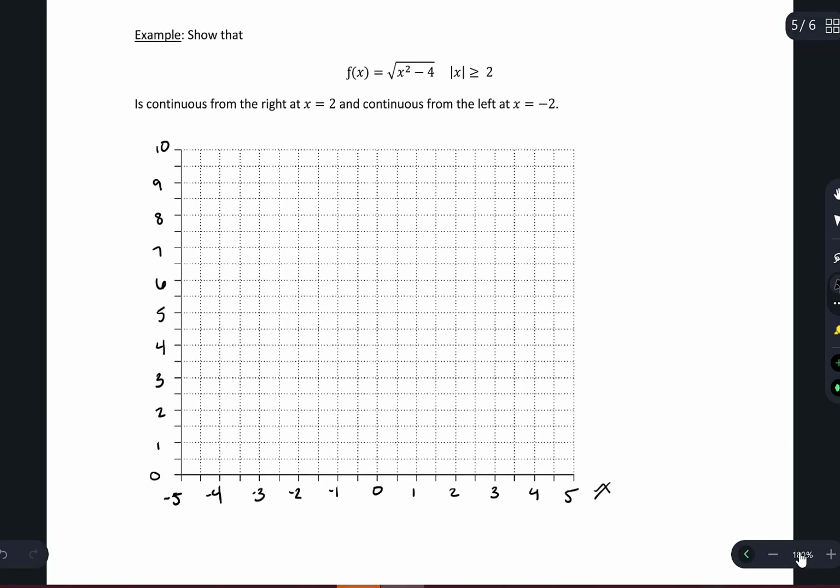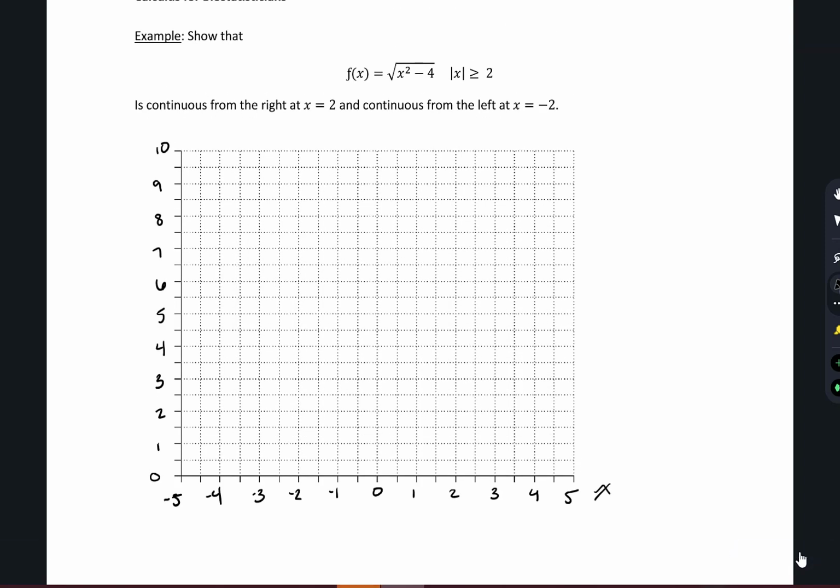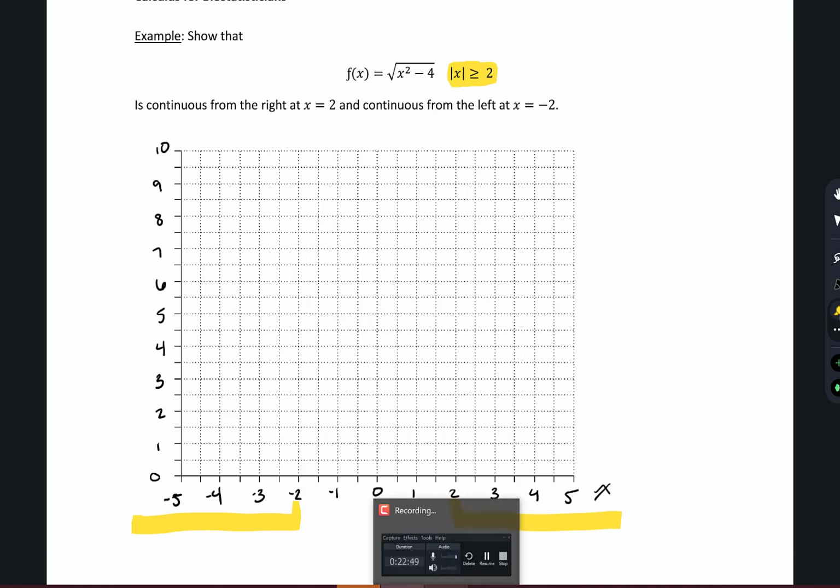And now I'm going to try plotting f of x. So first of all, notice that f of x is only defined for when the absolute value of x is greater than or equal to 2. So looking at my x-axis, what that means is I'm really only interested in plotting in this region and in this region here to the left. And because, for example, if we had -2, the absolute value of -2 is 2, which is obviously greater than or equal to 2.